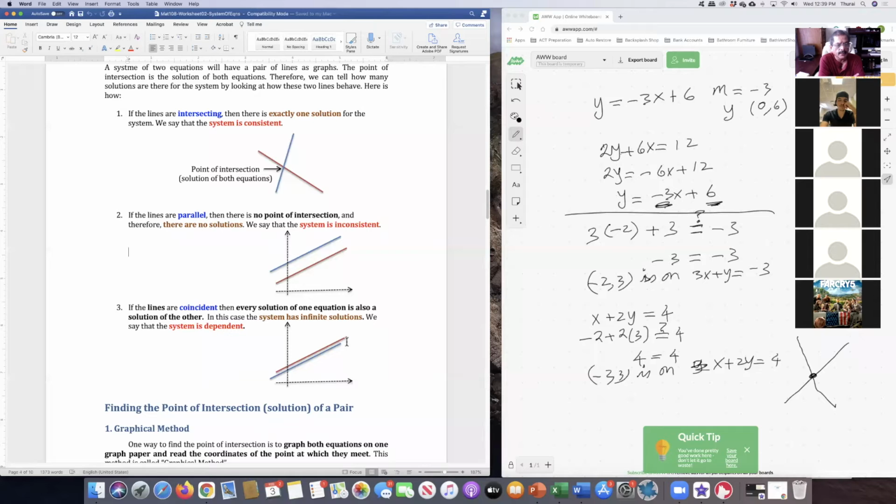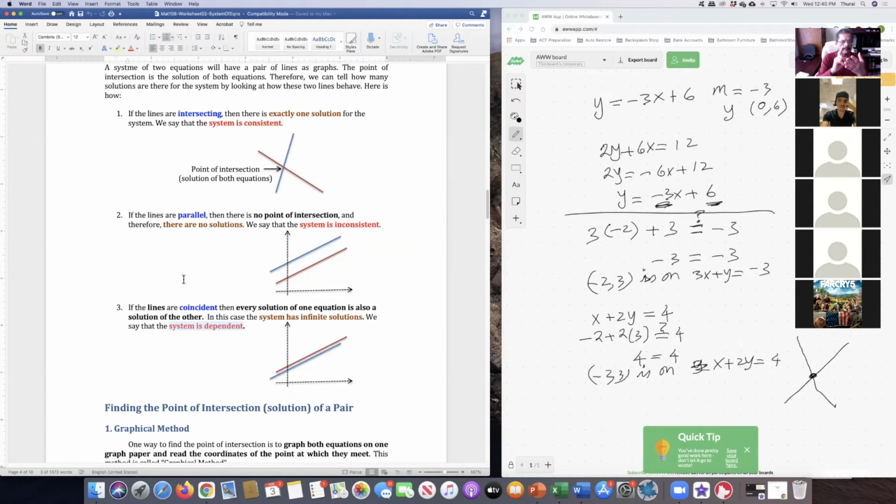So if there are infinitely many solutions, we say that the system is dependent. Okay, so there are some key words here you need to remember the meanings of. If the lines are intersecting, the system of equations is consistent. If the lines are parallel, then there are no solutions for the system, and we say that the system is inconsistent. If the lines are coincident, then there will be infinite solutions. We say the system is dependent.